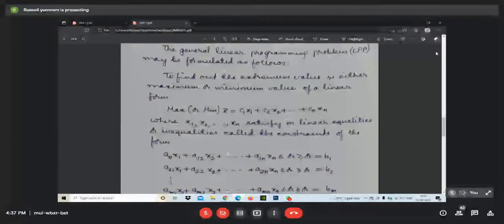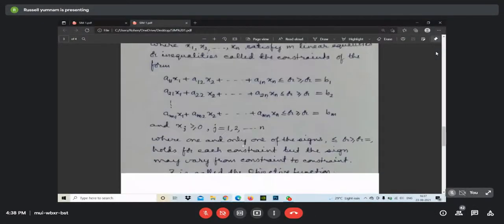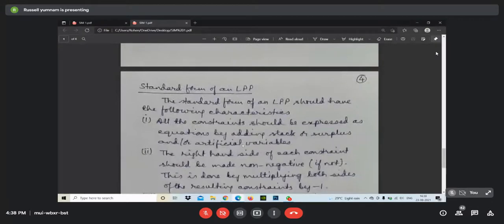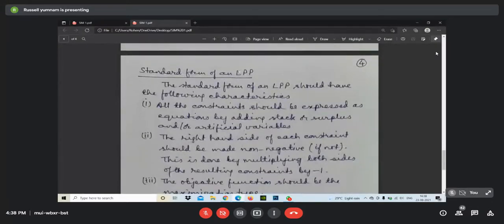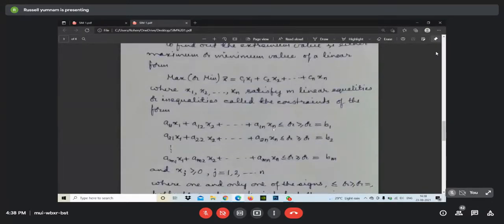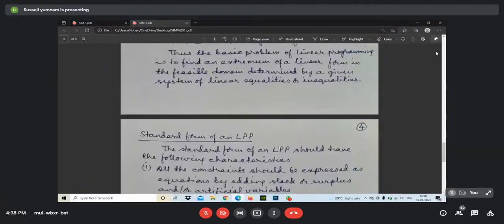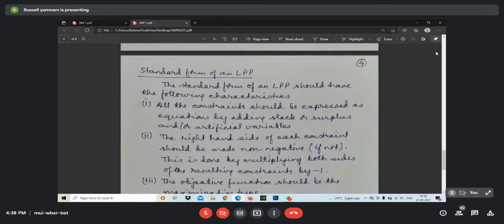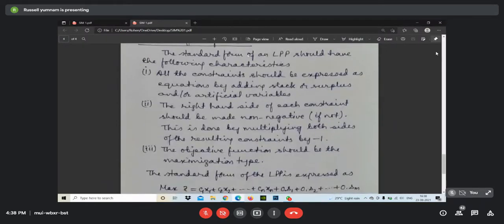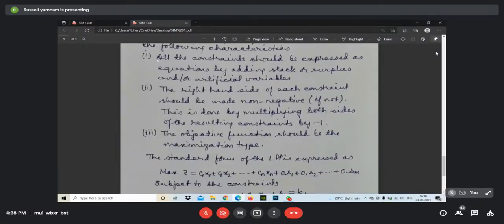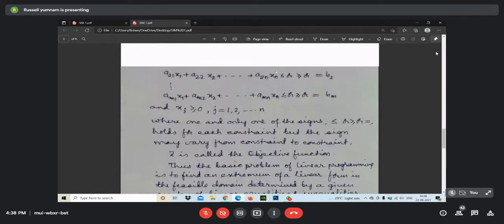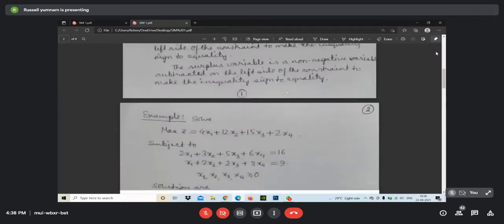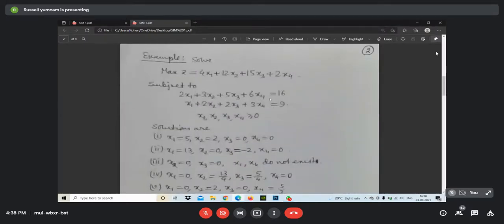Now we will come to the standard form. What is meant by the standard form? This is not the standard form, this is the general form. For standard form, some characteristics are necessary. Let us see what properties it should obey. The standard form of an LPP should have the following characteristics. Number one, all the constraints should be expressed as equations. Like here in the example, the constraint is written as equal. It should be like that.